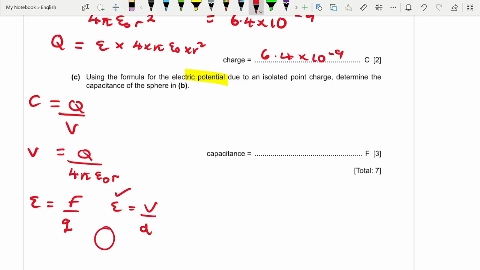But our D at the surface of the sphere, where the distance we have moved is the radius R, at that point you're going to multiply by R, and then you're going to have a V of Q over 4 pi epsilon R. That's where it comes from.